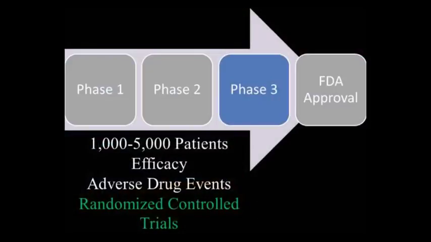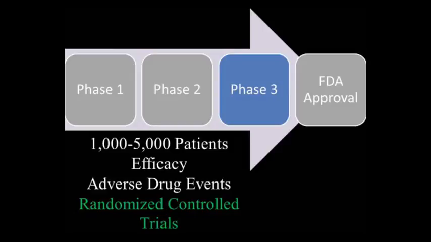If we go on, we go to phase 3, and this is the most expensive part of the process. There's a lot of really critical thinking that happens in phases 1 and 2 before we go to phase 3, because now we're using thousands of patients, usually in multiple sites, with the conditions of interest. We're going to be further testing whether this drug is efficacious.